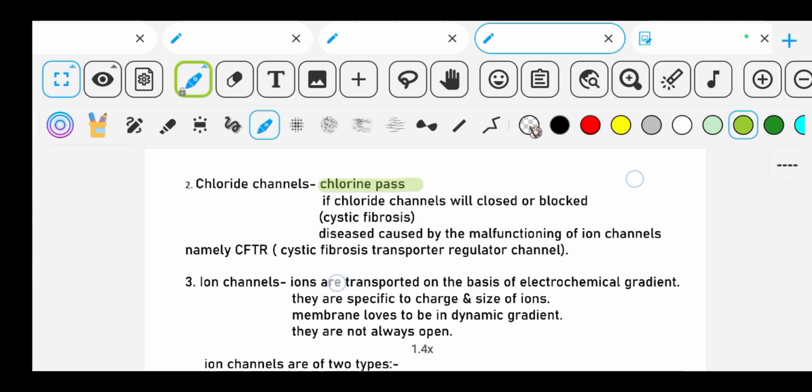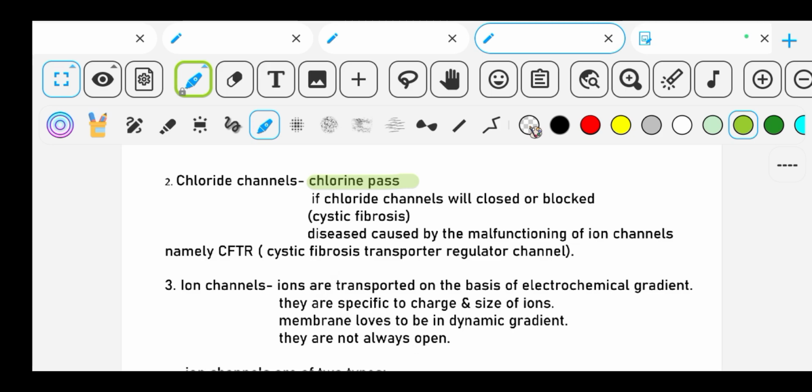Now see, if chloride channels are closed or blocked, then cystic fibrosis disease will be caused. This disease is caused by the malfunctioning of the ion channels, namely CFTR, which is the cystic fibrosis transmembrane conductance regulator channel. Okay, because the cells are very sensitive to calcium concentration and they act as cell signaling molecules, and hydrogen pumps are more frequent in animal cells.